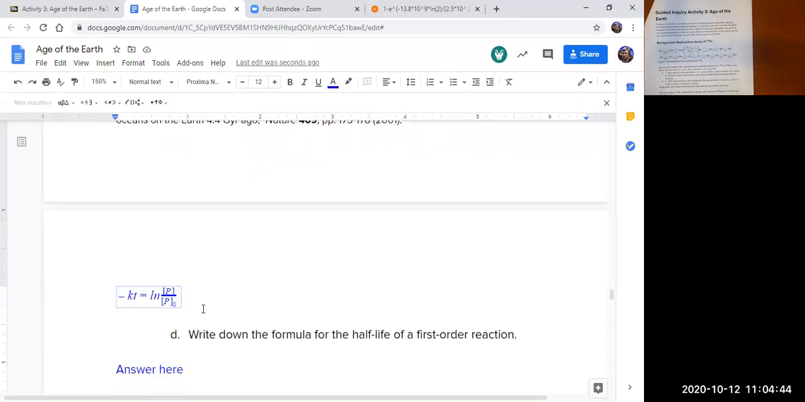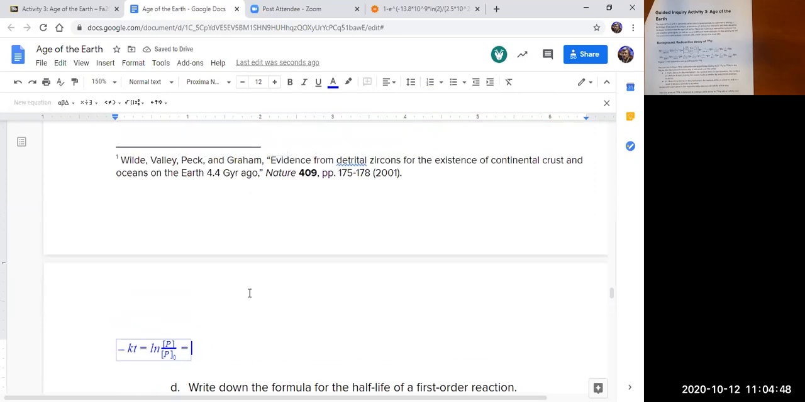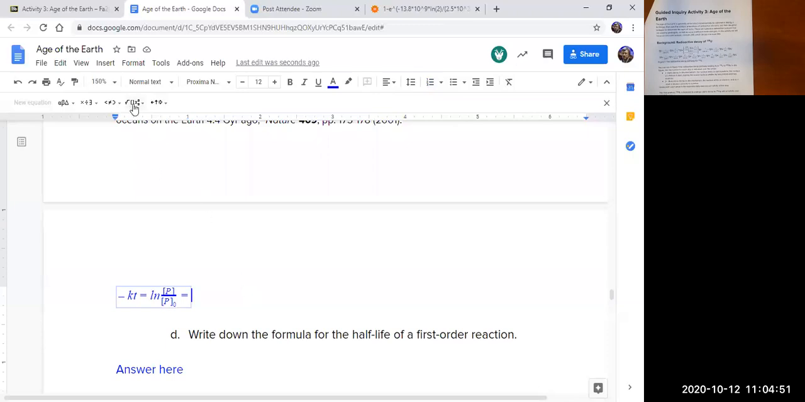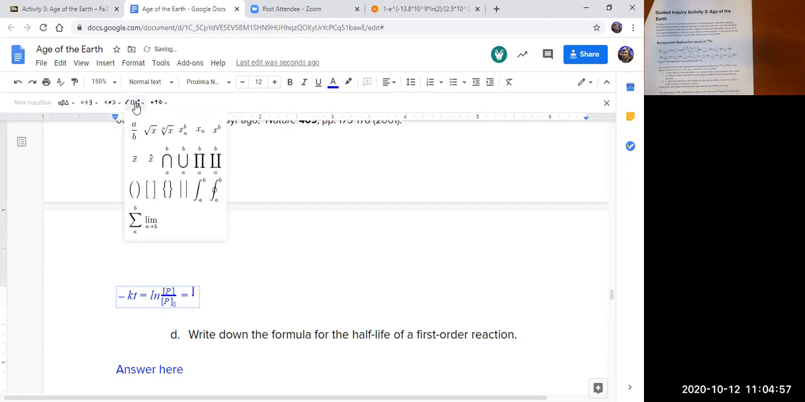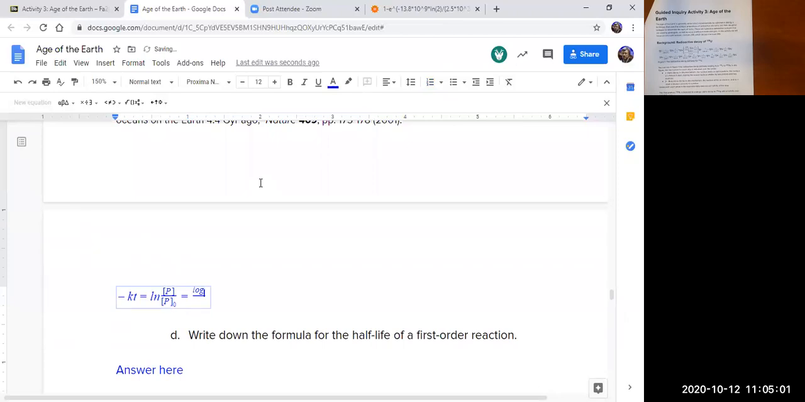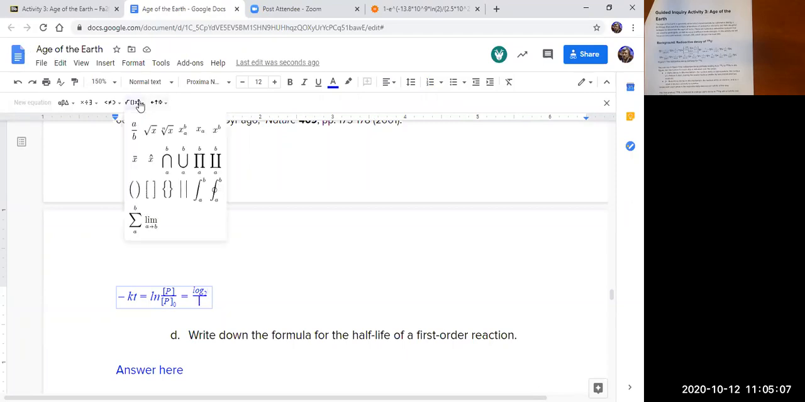So we are going to here put an equal sign. We want log base 2, and it's going to be a fraction. I need to do the subscript so I get the base. So we want to have a log base 2 of something, and then in the denominator, we also need a log base 2.